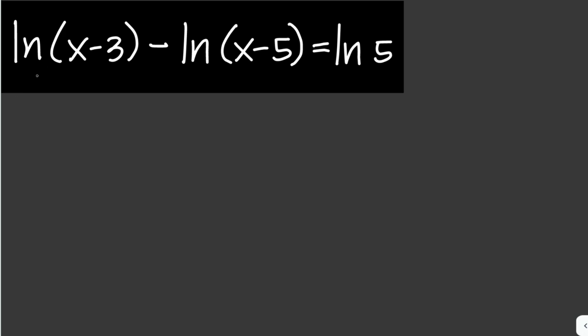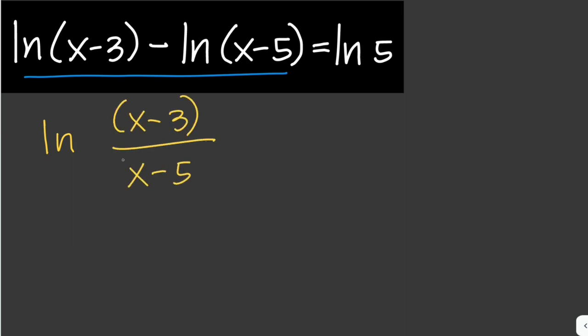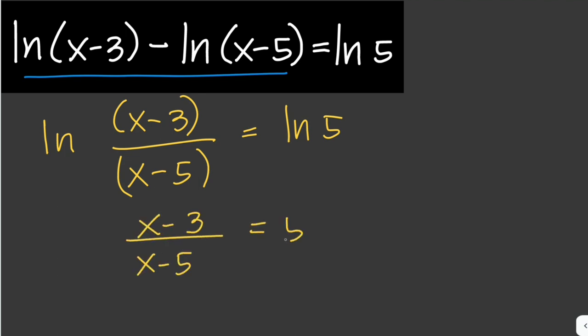Alright, to solve this, we need to simplify this first by using the properties of natural logarithm. So using the quotient property here, we can write this as ln of (x minus 3) over (x minus 5) equals ln of 5. And for two functions to be equal, the arguments of each must be equal. And since they have the same base, we can just equate them. So we can write this as (x minus 3) over (x minus 5) equals 5.